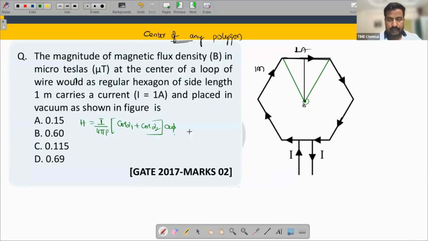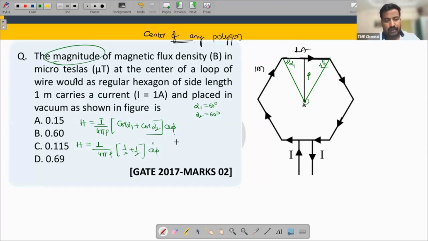If I want to find this, this is rho, the radial distance. This is alpha 1, this is alpha 2, an equilateral triangle, projecting 60 and 60. Here alpha 1 is 60 degrees, alpha 2 is 60 degrees. H is I, current 1 amp, by 4 pi rho, we don't know rho, into cos 60 plus cos 60, 1 by 2 plus 1 by 2, into A5. Anyway, I only want the magnitude, so neglect A5.